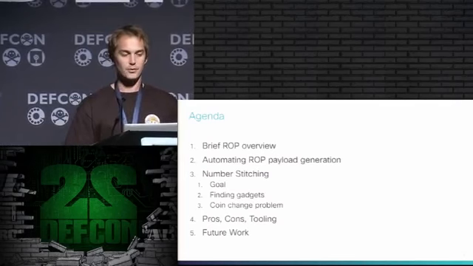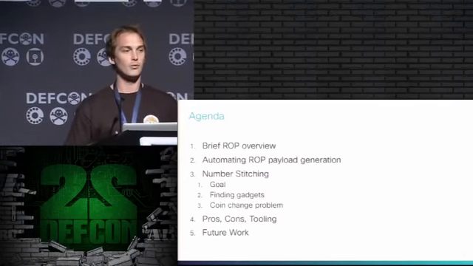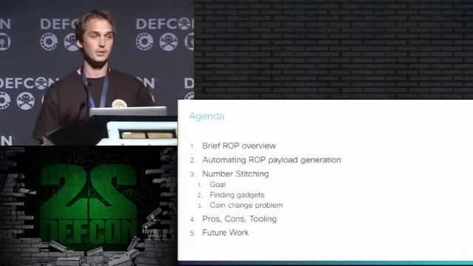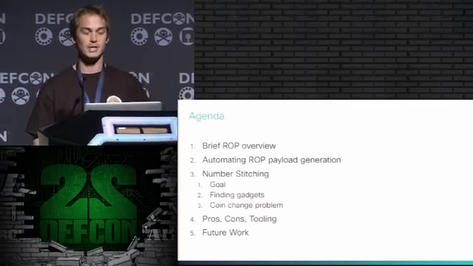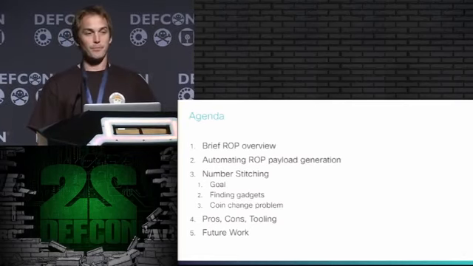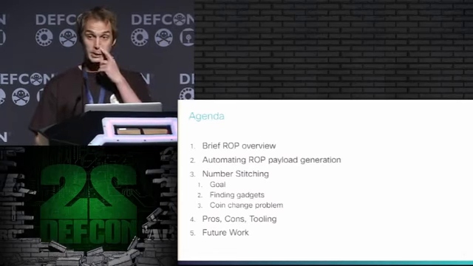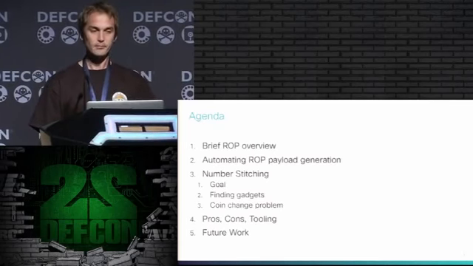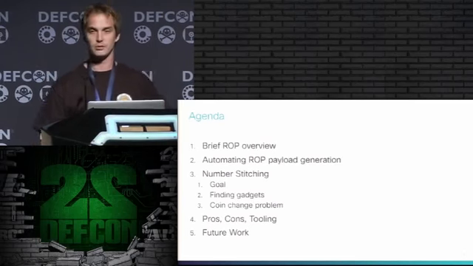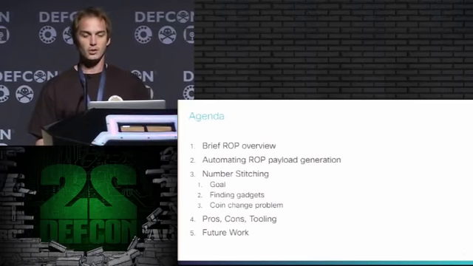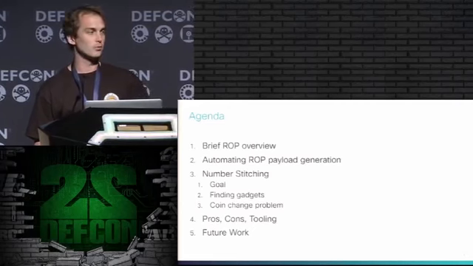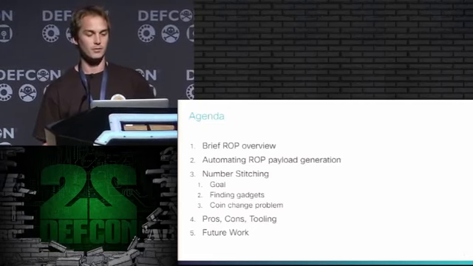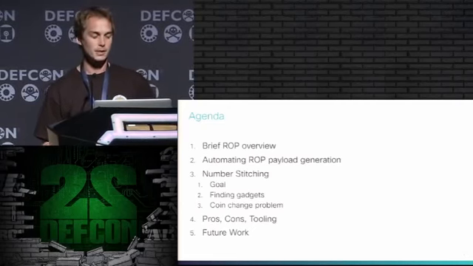Okay, so basically I'll go through a brief ROP overview. So what is it, why do we use it, and why has it become essential today? Then the automation of ROP payload generation: why do we want to do that or not, and what are the challenges with it. Then I'll go into the core of the subject, which I've called number stitching, which is possibly a new way to generate ROP payloads from numbers instead of from strings.